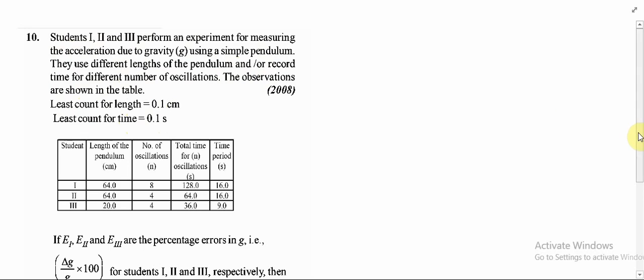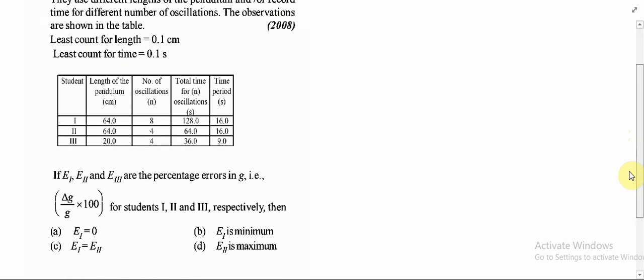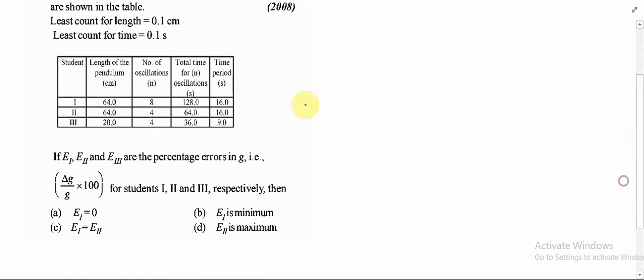seconds. Okay. Now there is a table, so that is the data collected, and if E1, E2 and E3 are the percentage errors in G, that is delta G by G into 100 for students 1, 2 and 3 respectively, then which is correct: E1 is minimum and E2 is maximum?